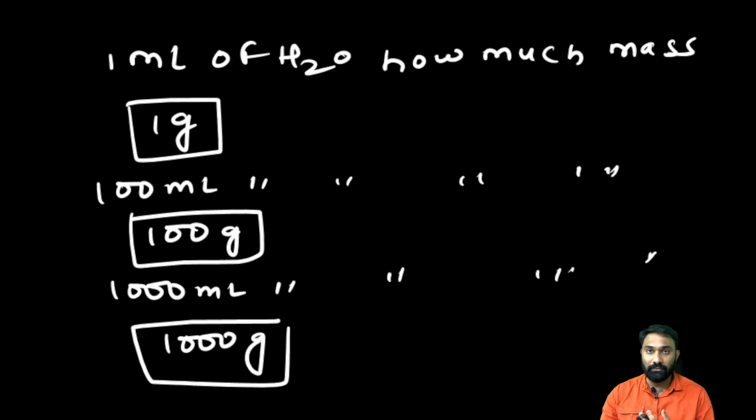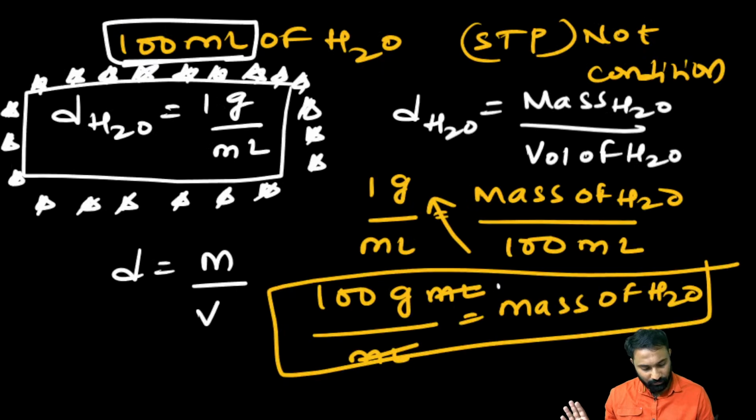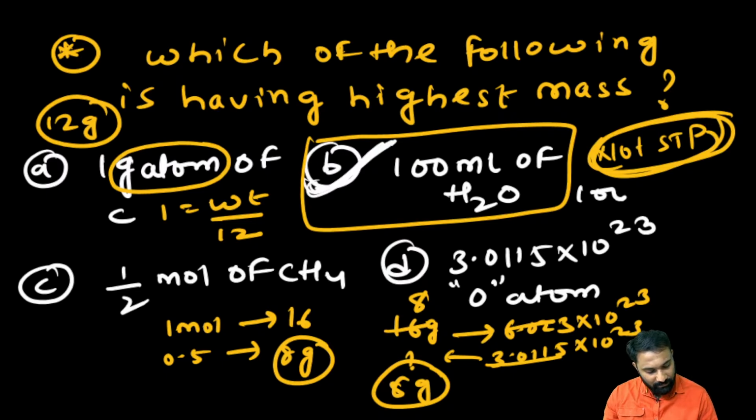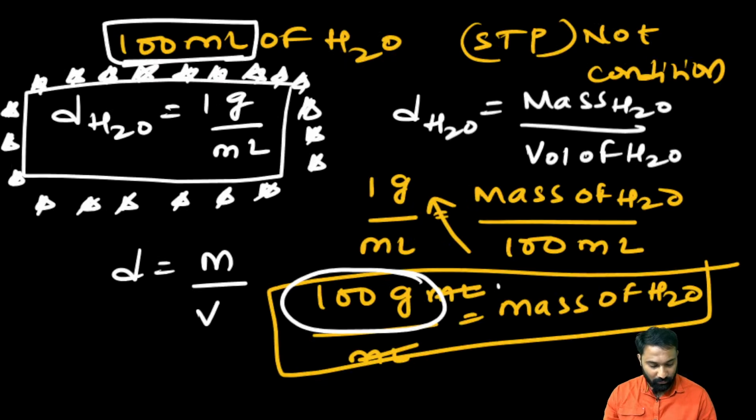Many students will not understand the terminology of this question, and the density will not be given. I hope it is clear for you. Then 100 ml of H2O contains how much weight? 100 grams. So here the highest weight is 100 grams, so the answer is B. I hope it is clear, my dear friends. Or are you still having any confusion?